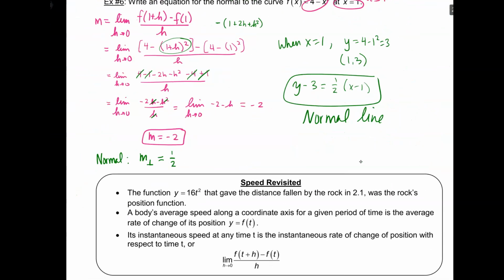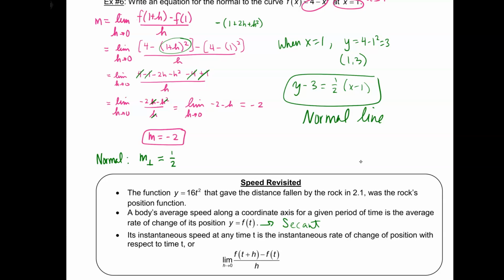Okay. So speed revisited. If you look at the very first problem we did in this chapter, the function y equals 16t squared that gave the distance fallen by the rock was the rock's position function. A body's average speed along a coordinate axis for a given period of time is the average rate of change of its position, which we talked about is the secant.